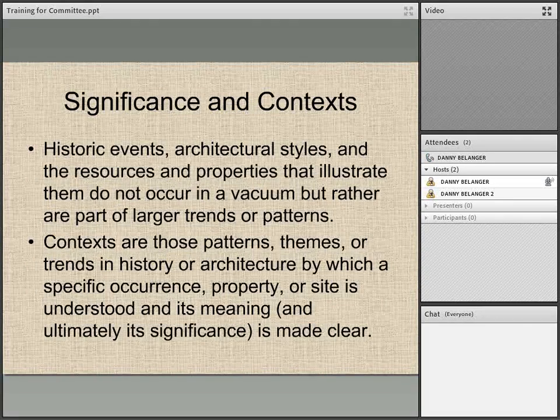Significance is always set up within a context. Historic events, architectural styles, and resources and properties that illustrate them do not occur in a vacuum, but rather are part of larger trends or patterns. Those patterns, themes, or trends are called historic contexts, and they help us understand the significance of a property and where it stands within that context.